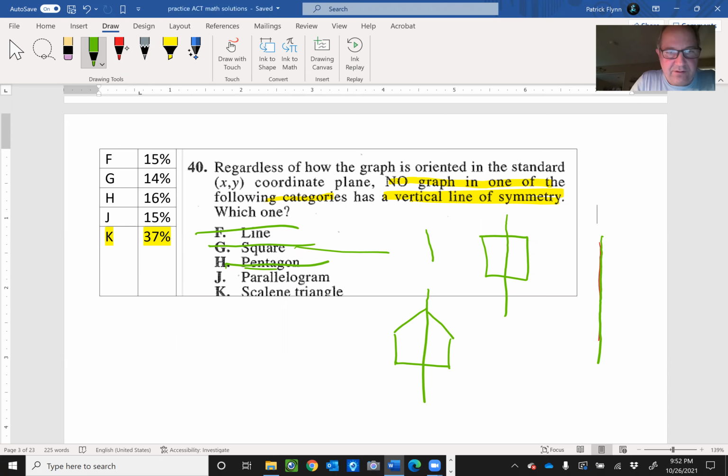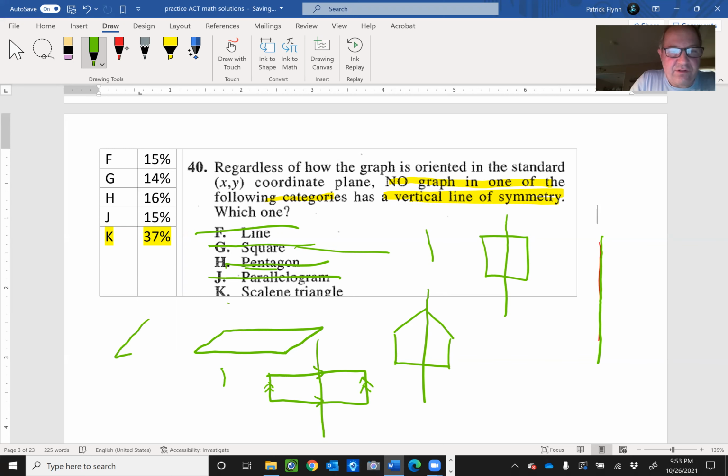Boy, parallelogram. We might think that could be it, right? Like, man, that can't be. But you got to remember, a rectangle is also a parallelogram, right? Because aren't opposite sides parallel? So vertical line right there. Now, a scalene triangle, that's where no sides are equal, right? That's the one we want. Doesn't work out. So the big distractor, I think, was J and F. Seems like people are pretty much evenly split on this.